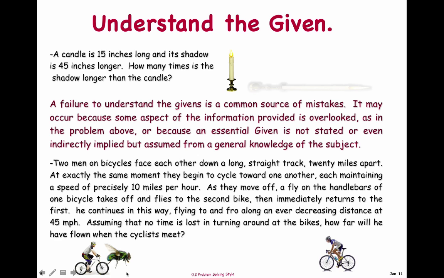Let's take a look at the given. Consider the question: a candle is 15 inches long and its shadow is 45 inches longer. How many times is the shadow longer than the candle? If you said 3, then you're wrong. Read that question again. A failure to understand the given is a common source of mistake.